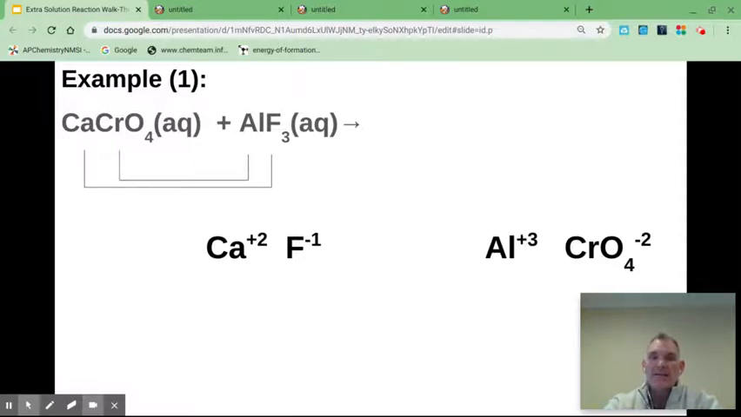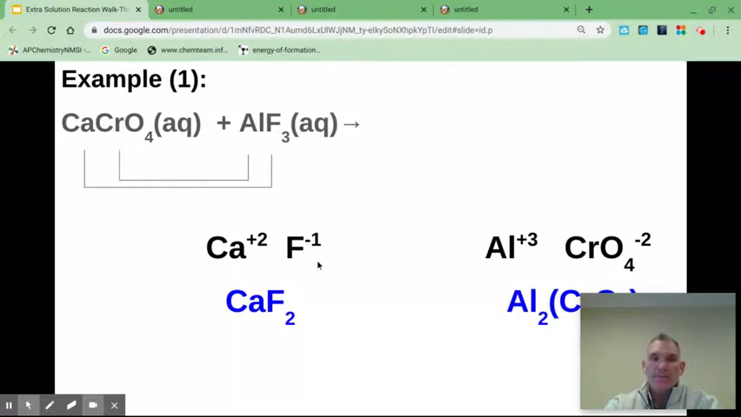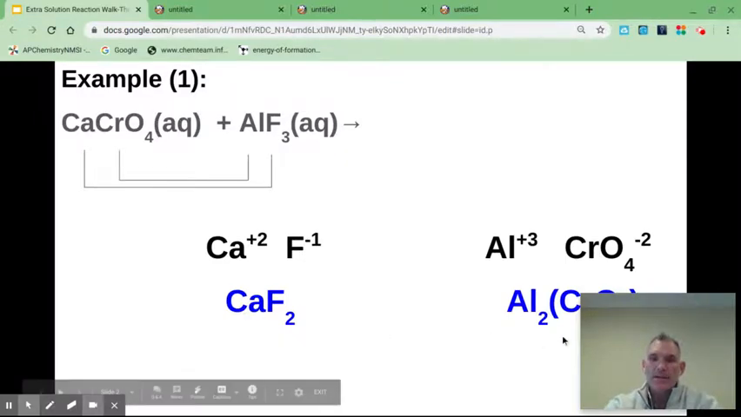Now I have to carry out my formula writing swap and drop piece. The numbers are going to switch spots and drop into place. So the Ca's 2 goes to the F and the 1 goes to the Ca. And remember that we do not write the 1s in chemistry for formula writing. It's implied that it's already there.